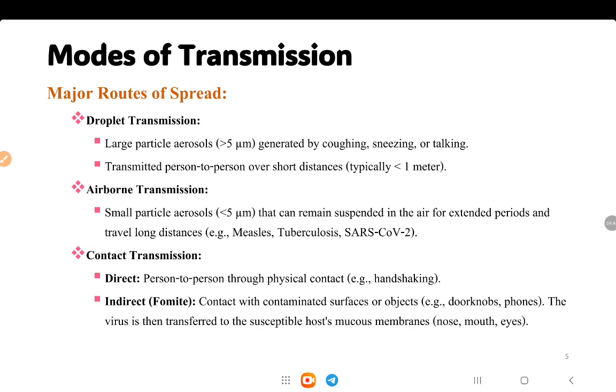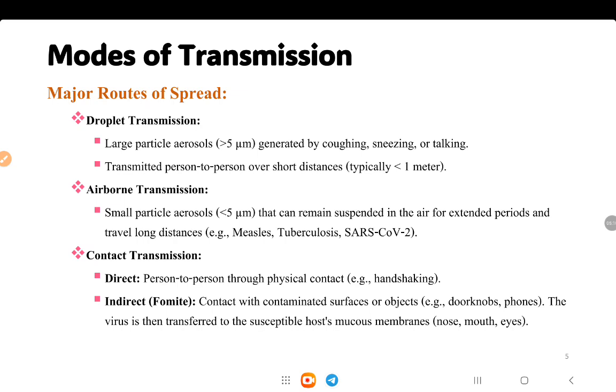Airborne transmission is also an important way of transmission of these viruses. Airborne transmission involves smaller particles, less than 5 micrometers, that can remain suspended in the air for a long period and travel long distances, like measles, tuberculosis, and SARS-CoV-2 too.